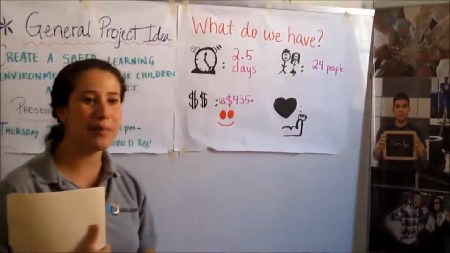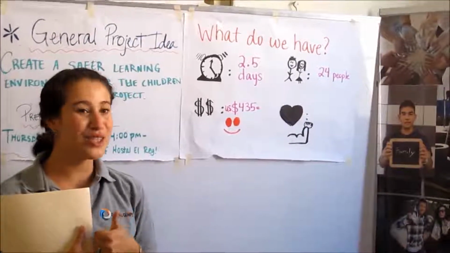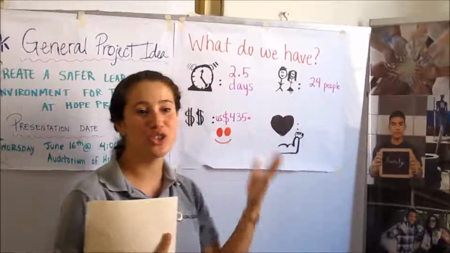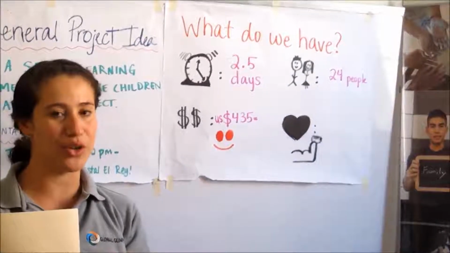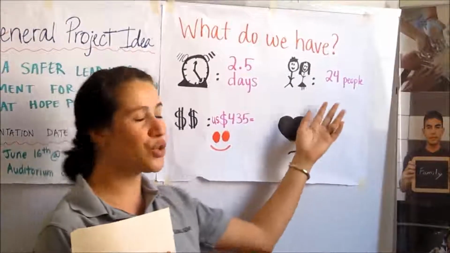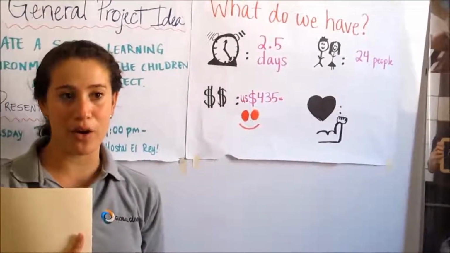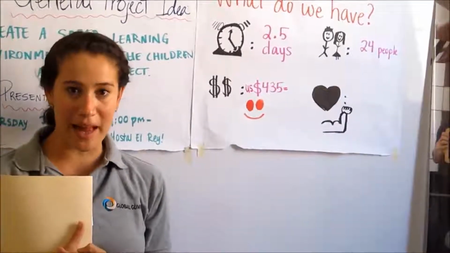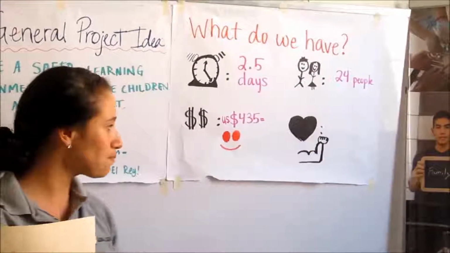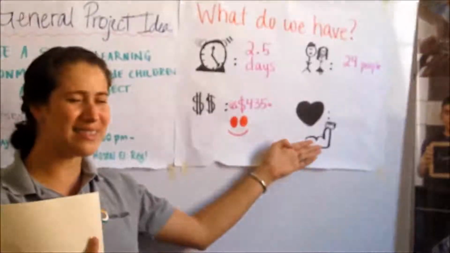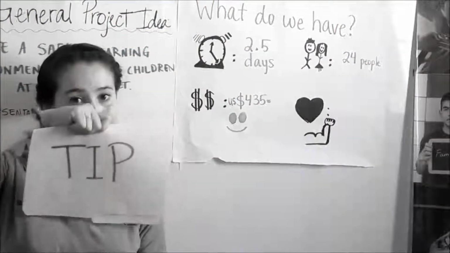People. How many people are going to be working on this project? 24. 24, yes. You guys are 20, plus your program coordinators, 22, plus your GG leaders, 24. And remember, there are also many people in the community that can help us with this project. So let's think about 24 plus. And now, what does this symbol mean? The heart.